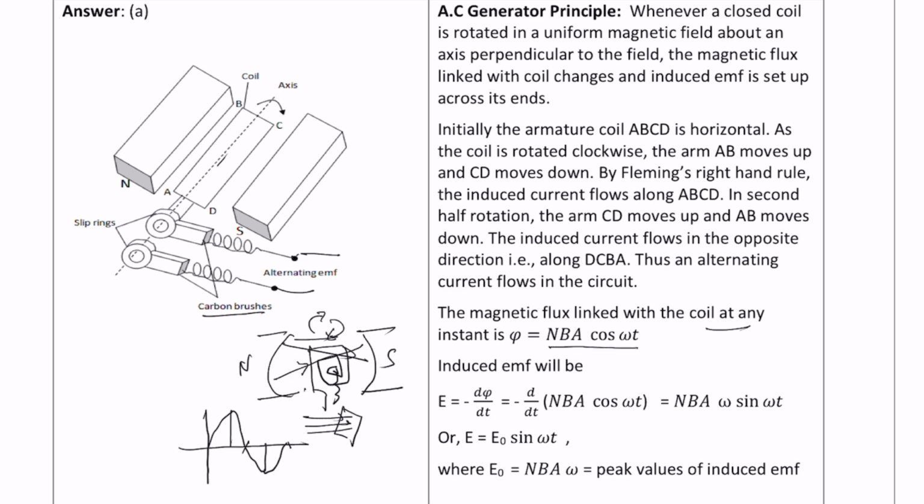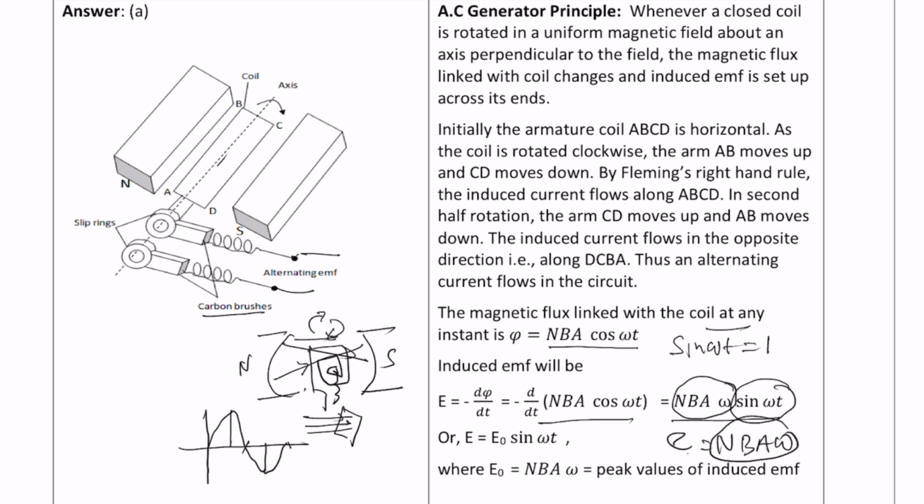Induced EMF is minus d phi by dt. If you differentiate it, you get omega, so NAB omega sin omega t is the EMF. What is the peak value of EMF? When sin omega t is 1, correct? So when omega t is 90 degrees, sin is 1, then what is EMF? EMF is equal to N B A omega, correct? So this is called the peak value.